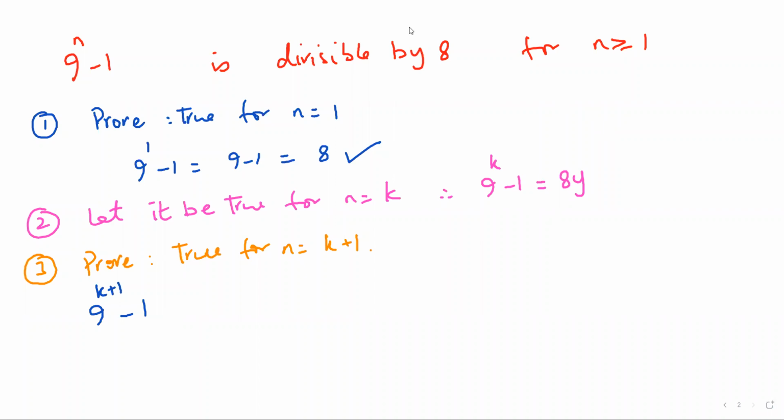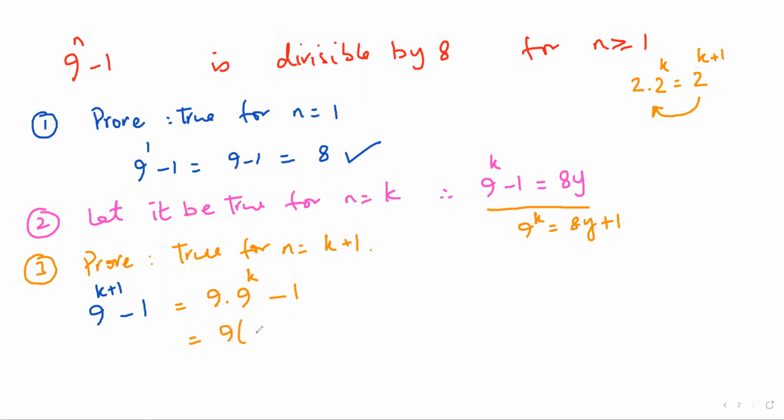I want you to recall that if you have, for example, 2 times 2 raised to power k, you can write it as 2 raised to power k plus 1. So you should allow me to write this back in this form. We can write this as 9 times 9 raised to power k, and then minus 1. Now, from this relation, can I say 9 raised to power k is 8y plus 1? So I'll write this as 9 into 8y plus 1, minus 1. You see how smart you will have to be.